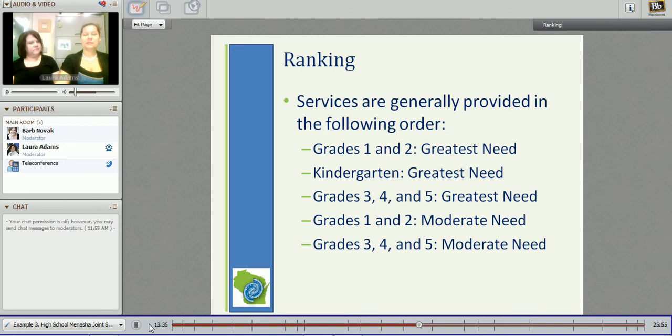So in Oshkosh, services are generally provided in this order. First, grades 1 and 2 for those students determined to be at the greatest need using some of those data points that I've discussed. Second, kindergarten at the greatest need. Third on the list would be students in grades 3, 4, and 5 who are at the greatest need. Then students in grades 1 and 2 of moderate need, and grades 3, 4, and 5 at moderate need. And these are some decision rules that the Oshkosh Area School District has come up with. Your own local school district would need to determine your own decision-making rules as part of your multi-level system of support to determine who should receive reading support.